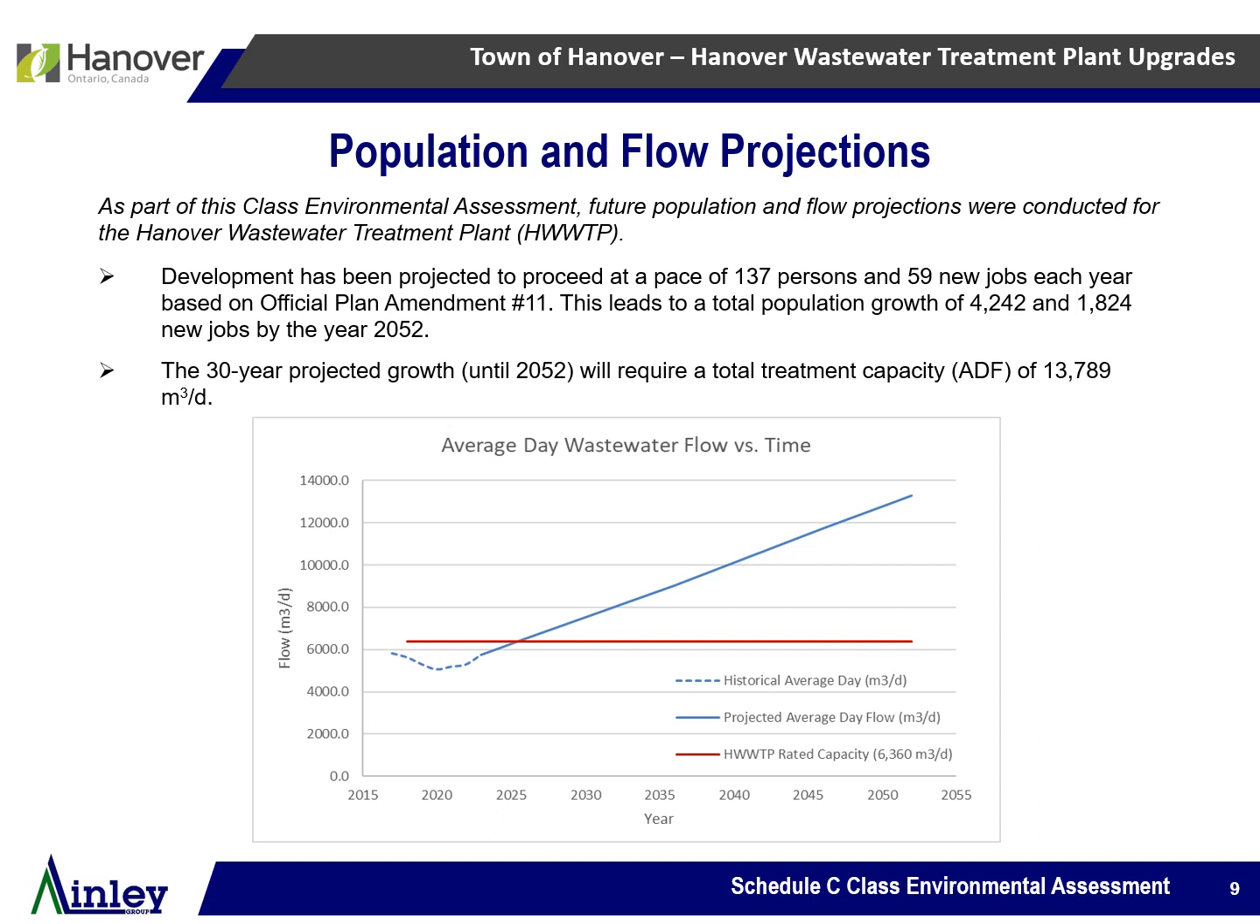As part of this Class EA, future population and flow projections were conducted for the Hanover Wastewater Treatment Plant. Development has been projected to proceed at a pace of 137 persons and 59 new jobs each year based on Official Plan Amendment Number 11. This leads to a total population growth of 4,242 and 1,824 new jobs by the year 2052. The 30-year projected growth will require a total treatment capacity in terms of average day flow of 13,789 cubic meters per day.